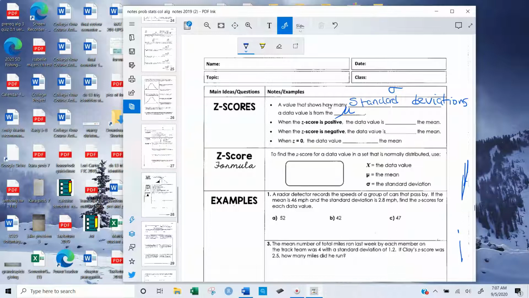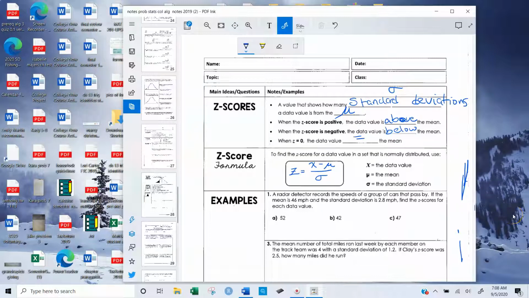Now, if a z-score is positive, the data value is above the mean. If you're negative, you're below the mean. So your z-score tells you if you are above or below average. If the z-score equals 0, you are average. You are the mean. To find the z-score, z is equal to your value minus the average, mu, divided by the standard deviation.